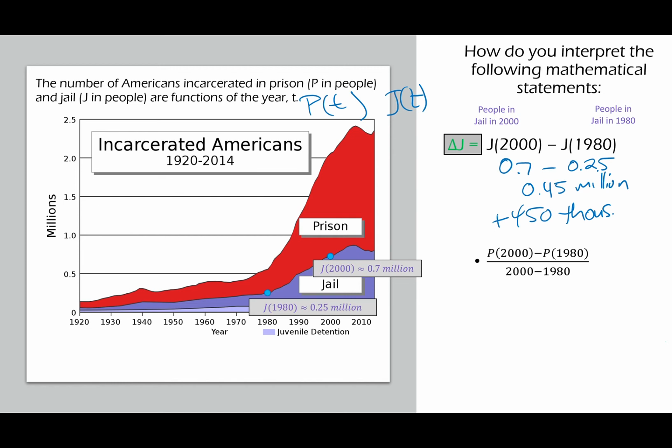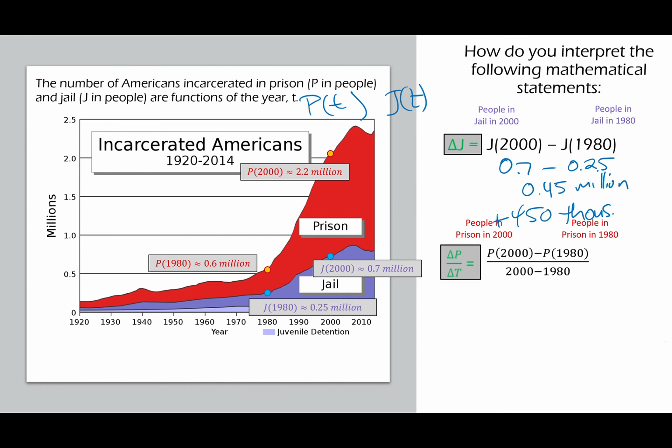Now the next one, P of 2000 minus P of 1980, all over 2000 minus 1980. Well, P of 2000 is the number of people in prison in 2000, where we can estimate that at 2.2 million, and P of 1980 is the number of people in prison in 1980, and we can estimate that at approximately 0.6 million or 600,000. So what we're looking at is the change in population over change in time. That's our average rate of change on that time span.